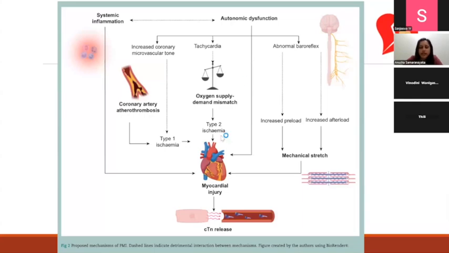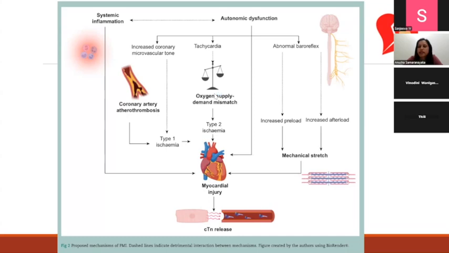Then comes the type 2 mechanism. As you can see, it is where the supply-demand imbalance comes. This is very important, because studies have found that more than 70% of the myocardial infarctions happening in the perioperative period are attributed to these type 2 mechanisms. In the non-operative setup, the majority of infarctions are the classical type 1 ischemia and infarctions, but in the perioperative setup, more than 70% are due to type 2 mechanisms.